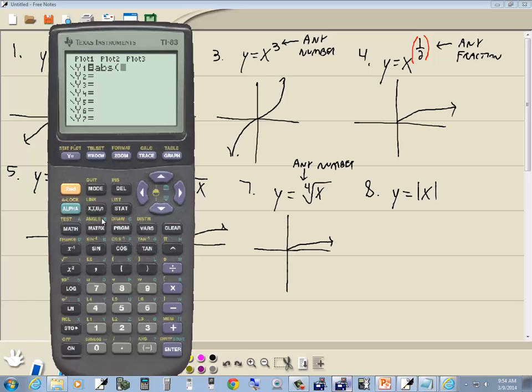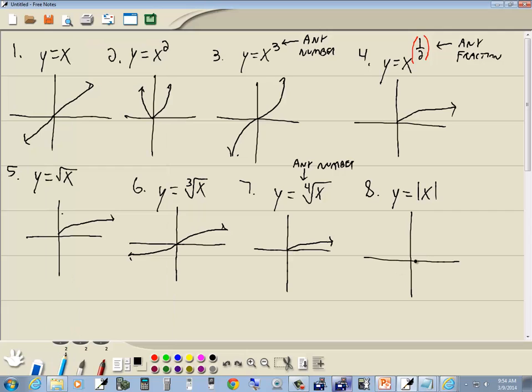It already has a beginning parentheses, so I just put in my x and then my closing parentheses. And then graph. And that gives us our V-shaped graph.